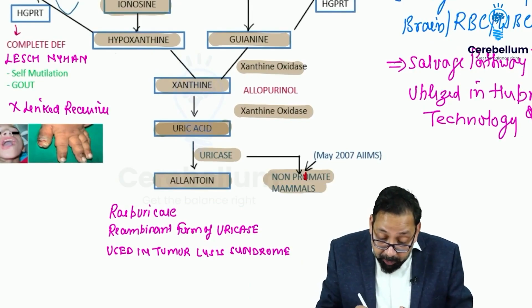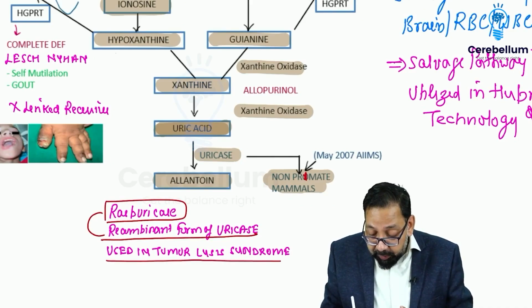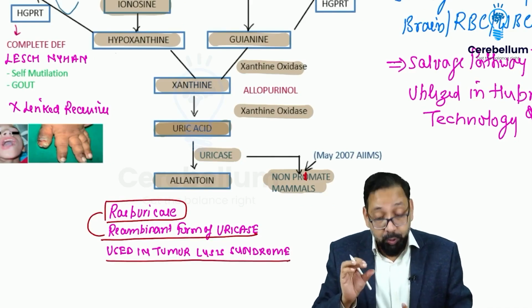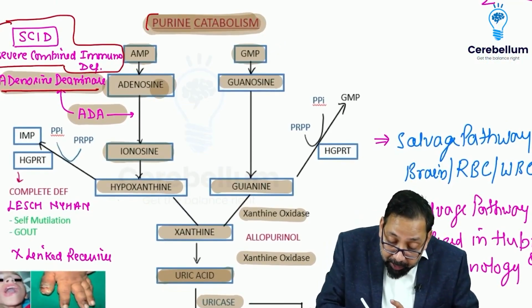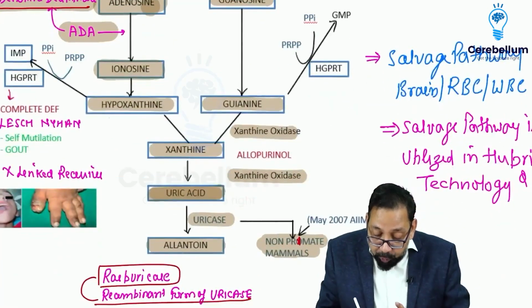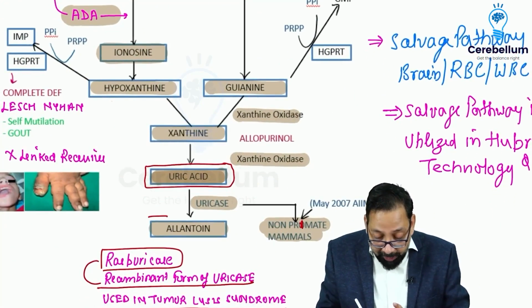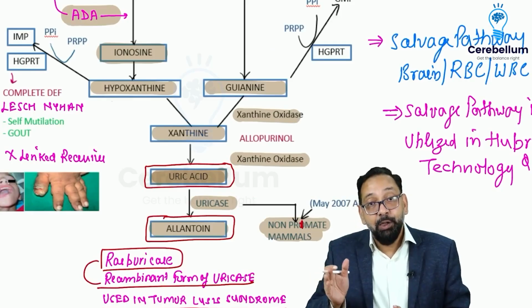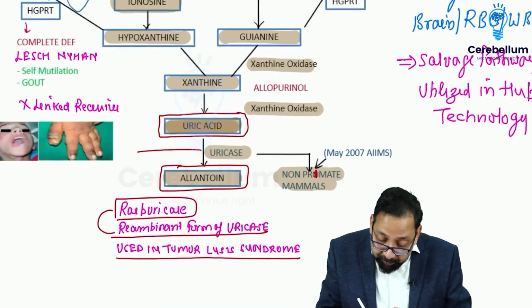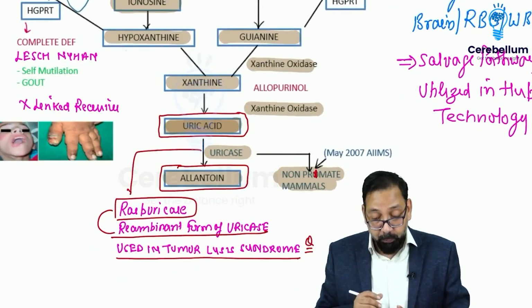We developed rasburicase, the recombinant form of uricase, which is used in tumor lysis syndrome. In tumor lysis syndrome, tumor cells are degraded and more purines are catabolized, so more and more uric acid is produced. We convert this extra uric acid to allantoin, which is more water soluble and easily excreted. So the recombinant form of uricase is rasburicase, which is used in tumor lysis syndrome.